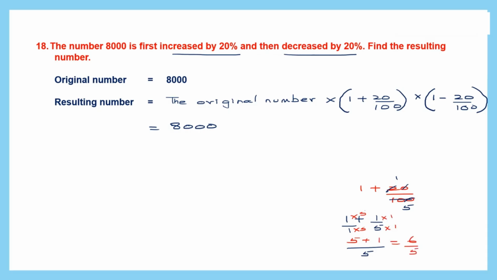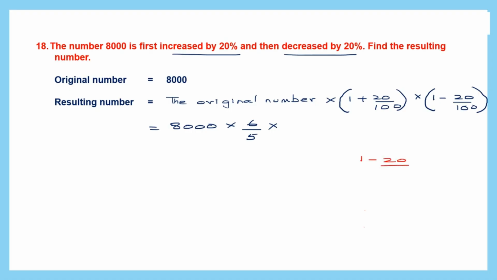So into 6 by 5 into, now let's work out this side. That is 1 minus 20 by 100. Just like the previous one, let's cancel here. 2 ones are 2, 2 fives are 10. So what do we have? 1 minus 1 by 5.